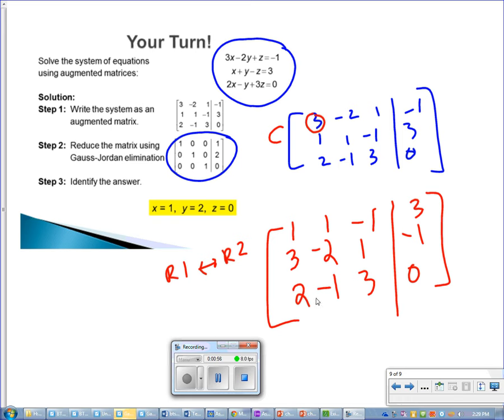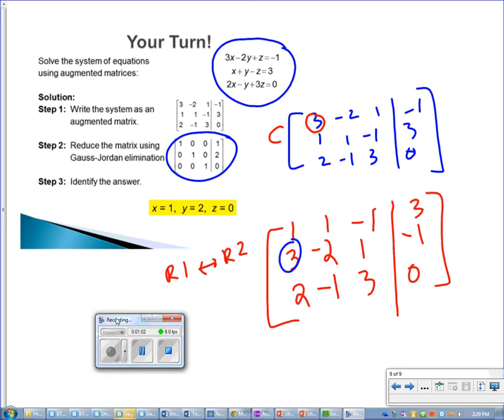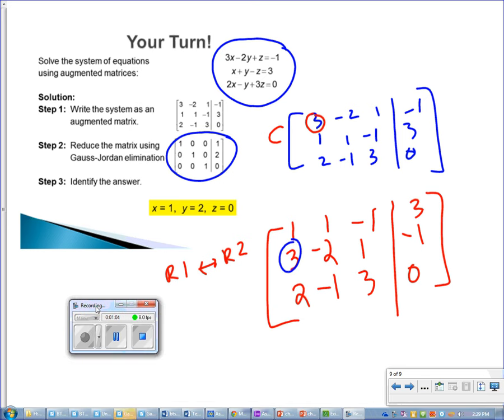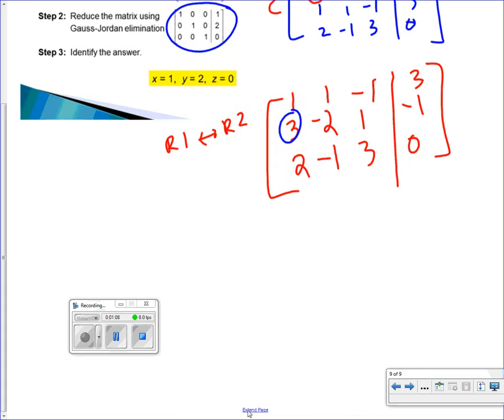Now we have that 3 right here. We want to make that a 0. Well, what do you add to 3 to make it 0? We're going to add negative 3. And how can we multiply to get negative 3? If we do 3 minus 3 times 1, that'll give us 0. So the pattern there is we're taking the number in row 2 minus 3 times the number in row 1, and we're going to put the answer into row 2.